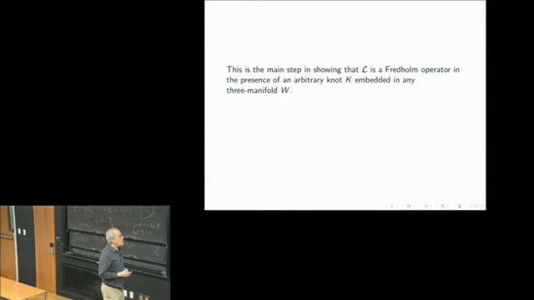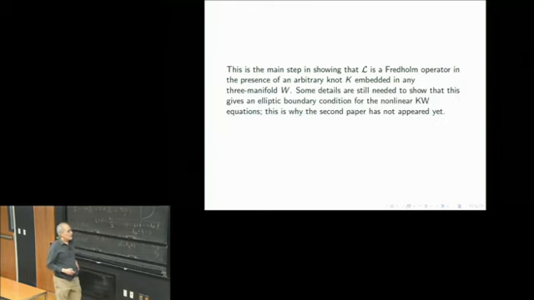That's the main step in showing that L is a Fredholm operator in the presence of an arbitrary knot K embedded in any 3-manifold W. There are still some details needed to show that this gives an elliptic boundary condition for the nonlinear KW equations, which is why the second paper hasn't quite appeared yet. Thank you.